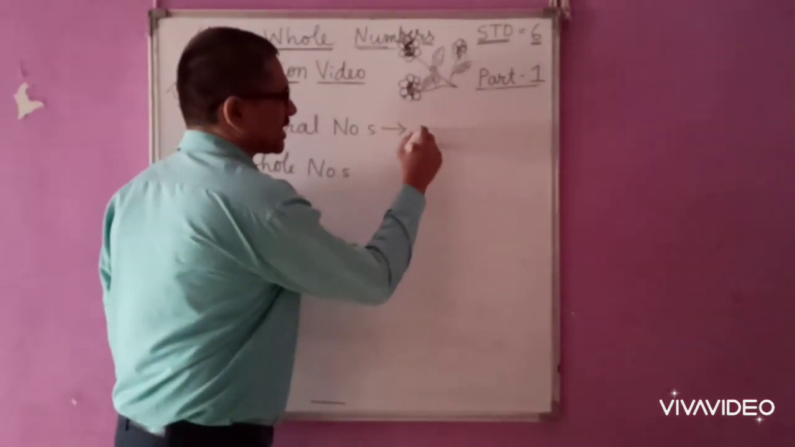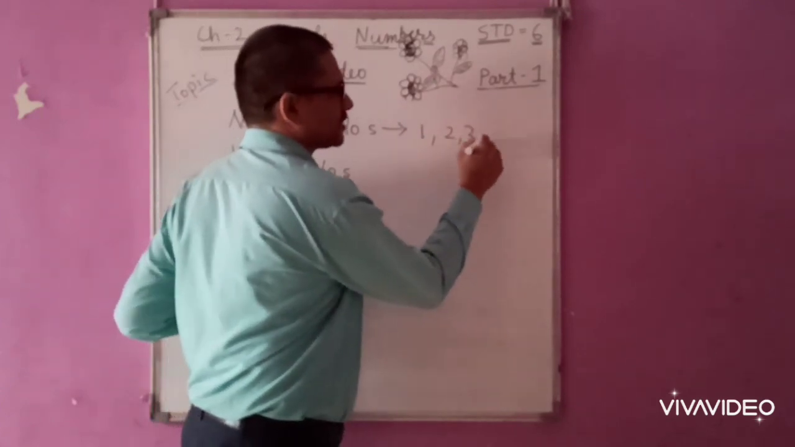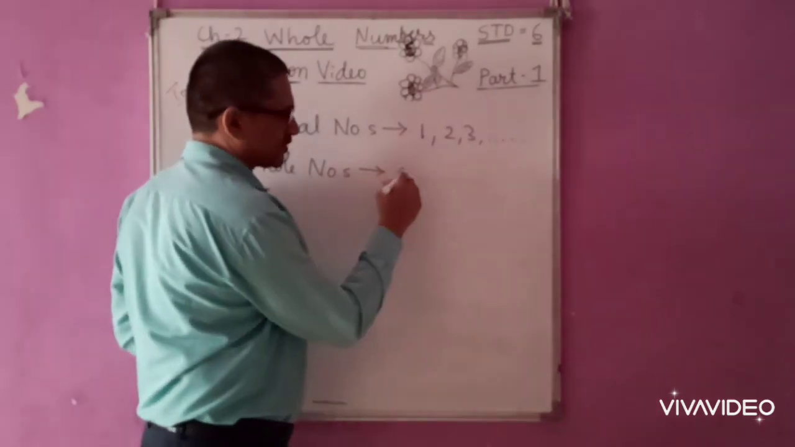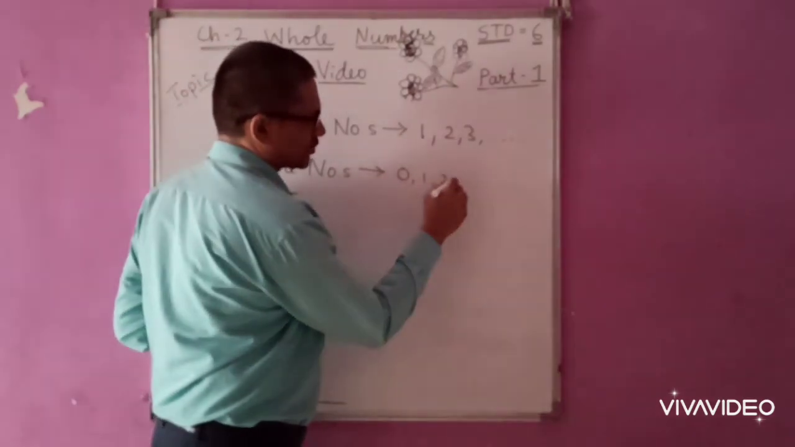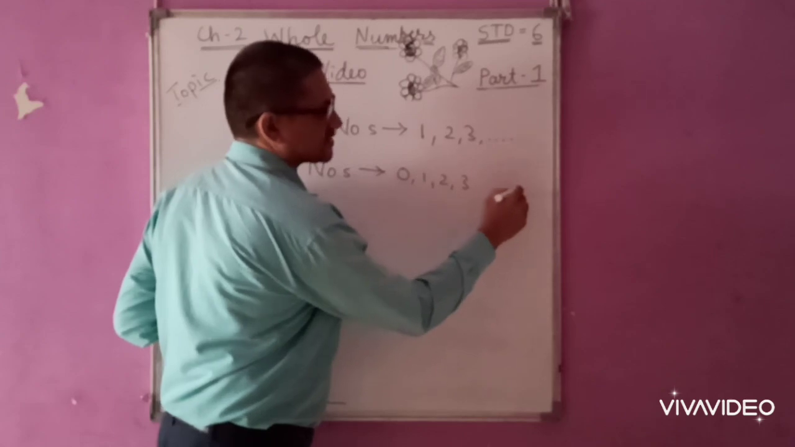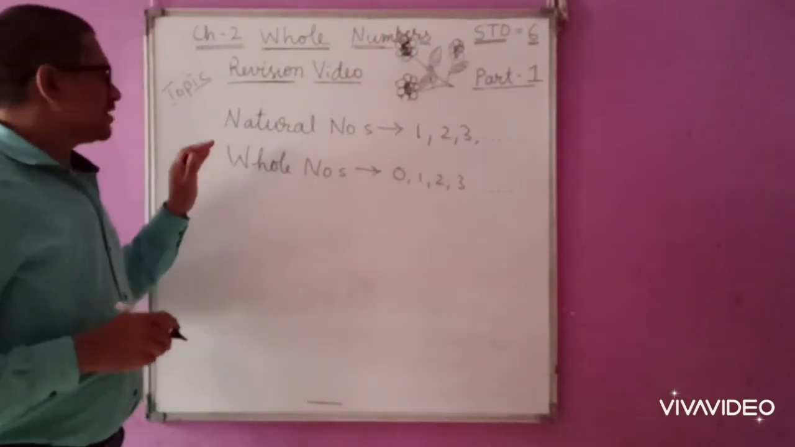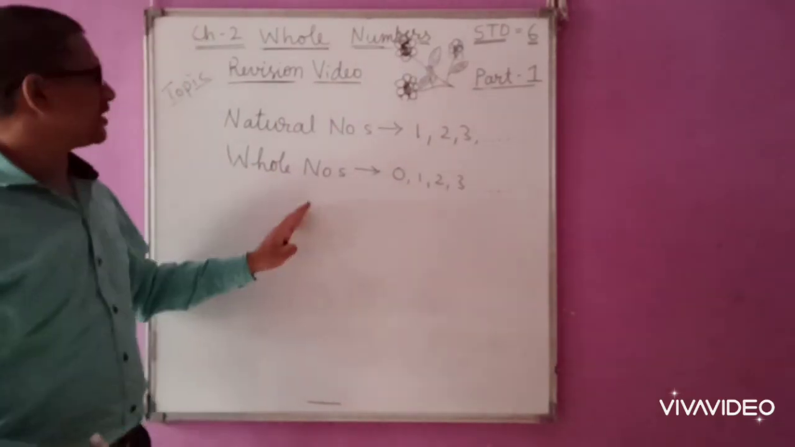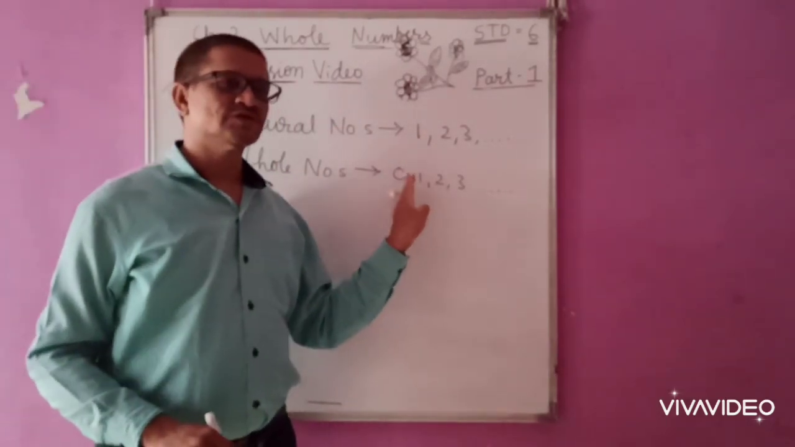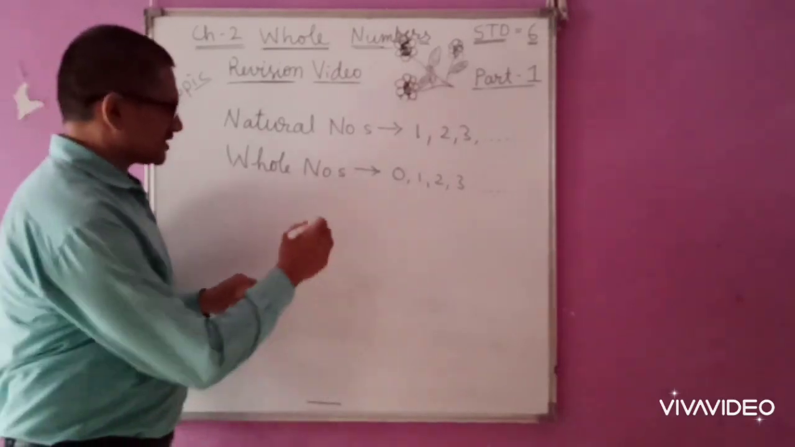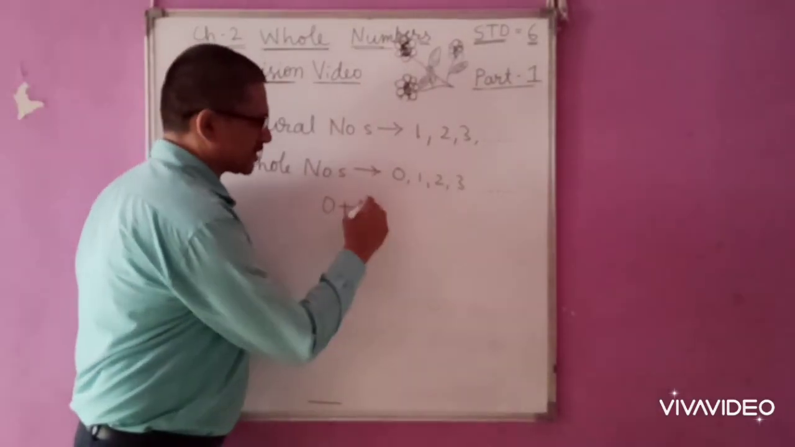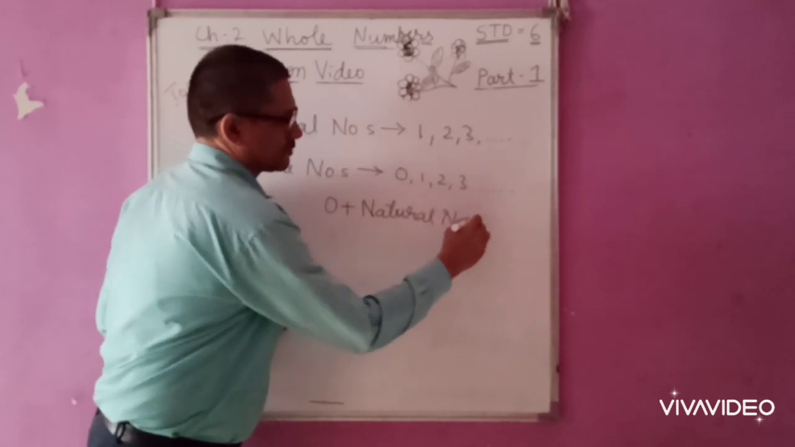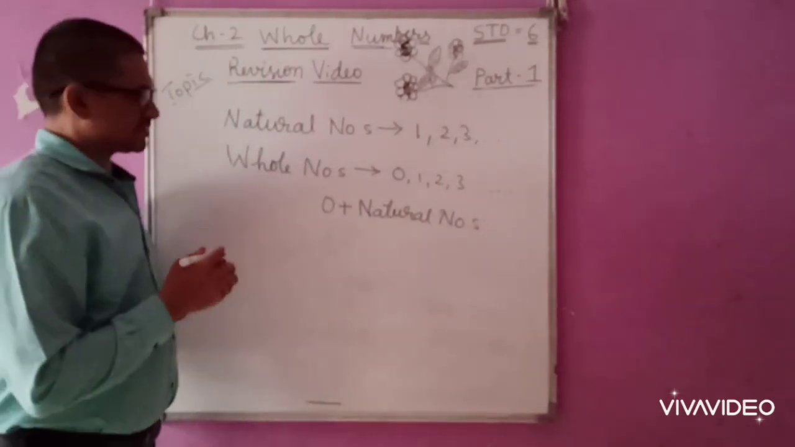Natural numbers start from 1, 2, 3, etc. Then whole numbers start from 0, 1, 2, 3, etc. So here natural numbers are starting from 1, whereas whole numbers are starting from 0. Or else you can say 0 plus natural numbers. So they are whole numbers.